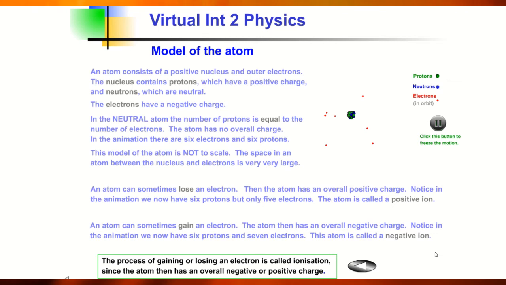And we can say that the process of gaining or losing an electron from an atom is called ionisation. And we end up with an overall positive or negative ion.